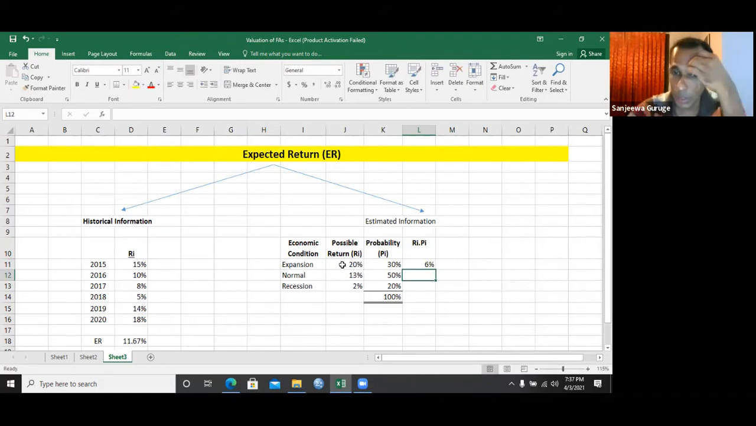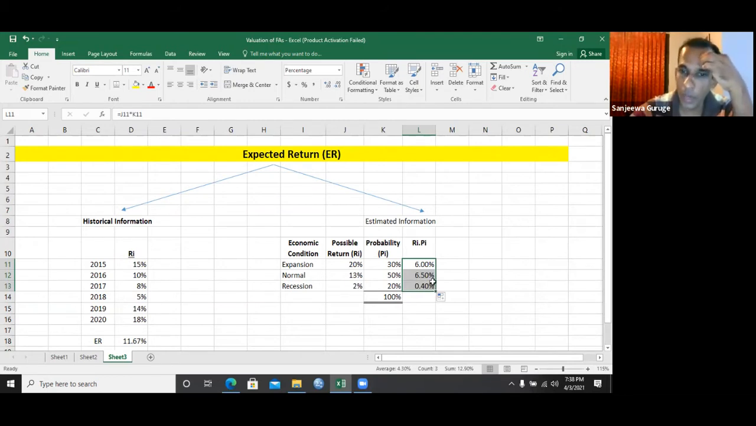Here there is a possibility of getting 20% return if there is economic expansion. The probability of having economic expansion is 30%. So 30% of 20%. And there is a possibility of getting 13% return if the economic condition is normal, and the probability of having a normal economic condition is 50%. So 50% of 13% will be 6.5%. And here also there is a 20% probability of getting only 2% return. So 20% times 2%. So you get the possible return.